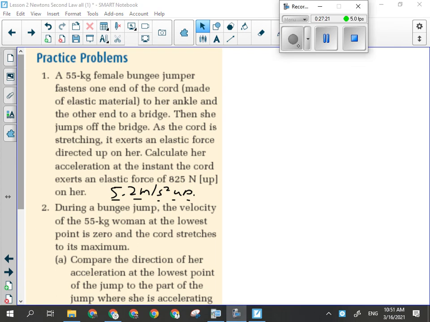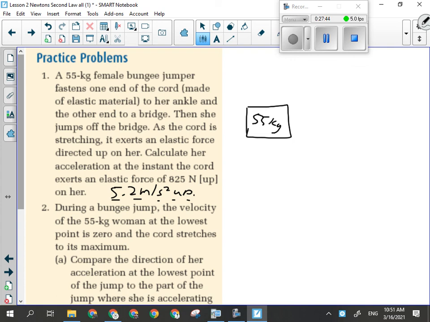Okay, so let's look at the bungee jumper question here. We have a bungee jumper with a mass of 55 kilograms, and she fastens one end of a cord made of elastic material to her ankle and the other end to the bridge. That is good. Only attaching it to one of those is bad.